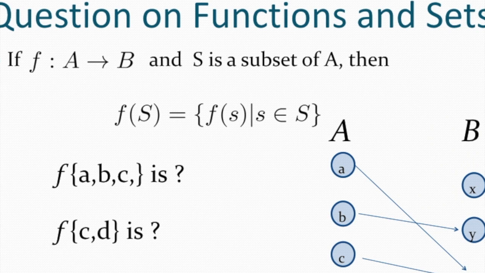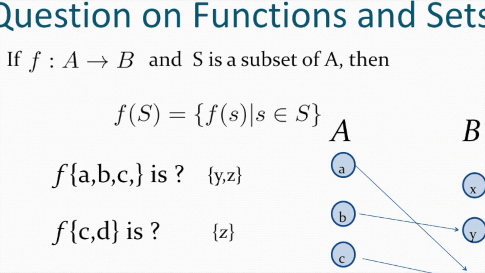Now the same could be applied to what we mean by f of C and D. C has been mapped to Z, D has been mapped to Z. So Z is the answer, because Z is basically the mapping of those elements under the function f. And this example resolves the second definition that we considered, when we discuss a subset of the set A, how it's related to another subset of the set B under the function f.